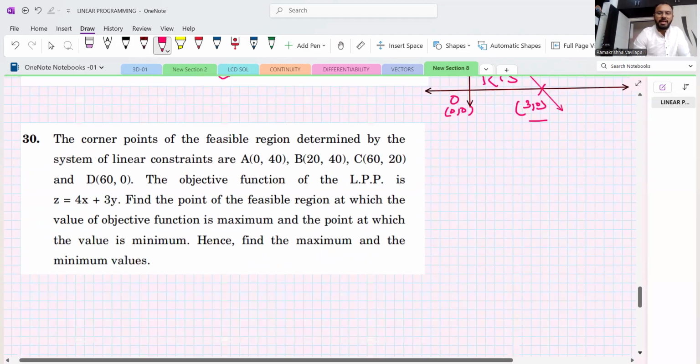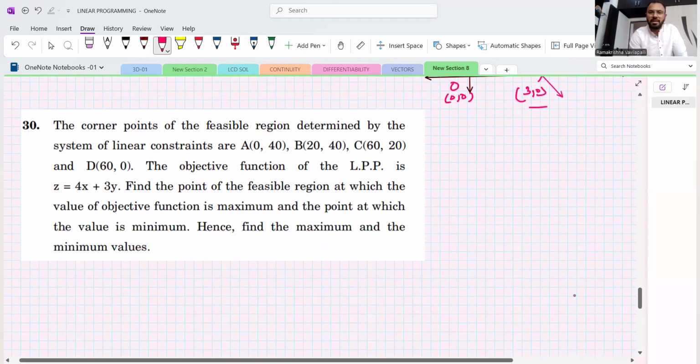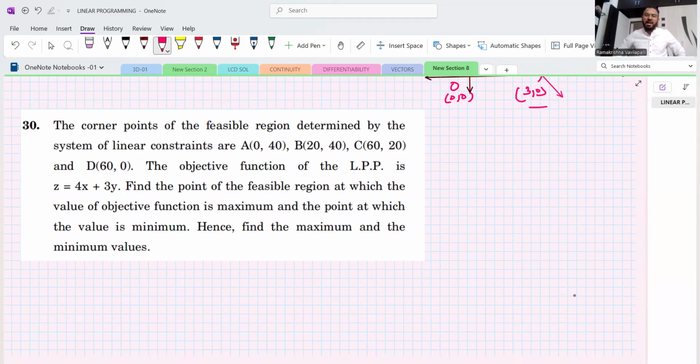All right. Here is one subjective question. Without giving any word problem, directly they have given the corner points of the feasible region and asking to maximize the objective function. The corner points of feasible region determined by the system of linear equations are 0, 40, 20, 40, 60, 20, and 60, 0. The objective function of LPP is given as 4x plus 3y. Find the point of the feasible region at which the value of objective function is maximum and the point at which the value is minimum. Therefore, find the maximum and minimum value.